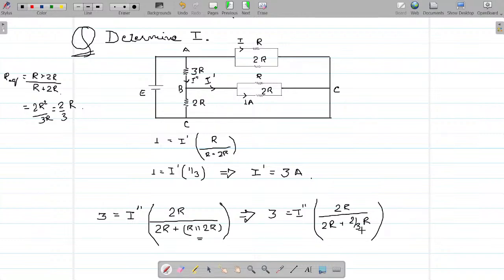Now solve this. This would become 3 2s are 6, 6 plus 2 is 8R in the denominator, and 3 will go up, so it will be 6R. So I'll rewrite it again as 6R upon 8R, right?